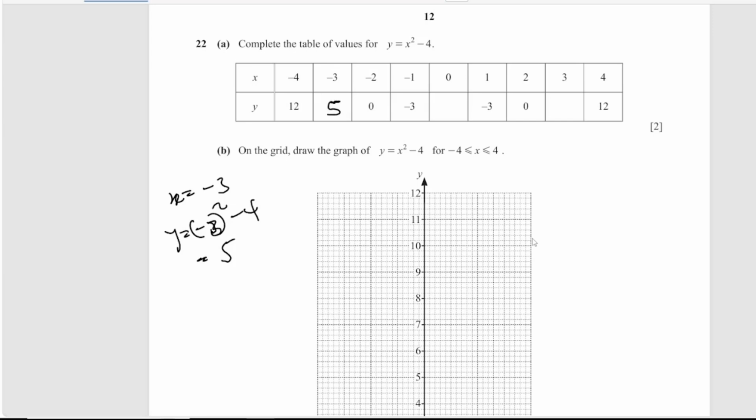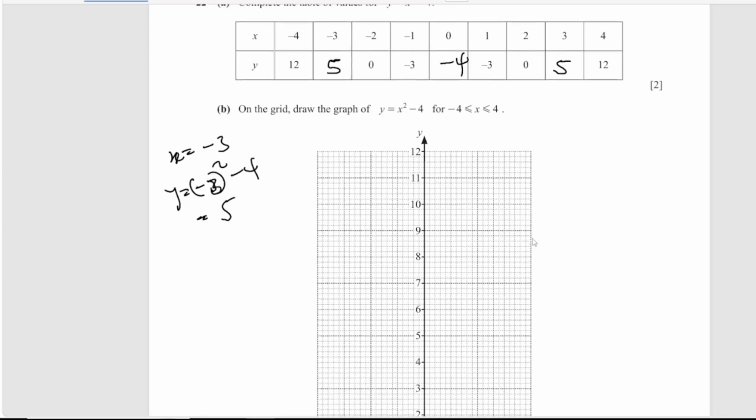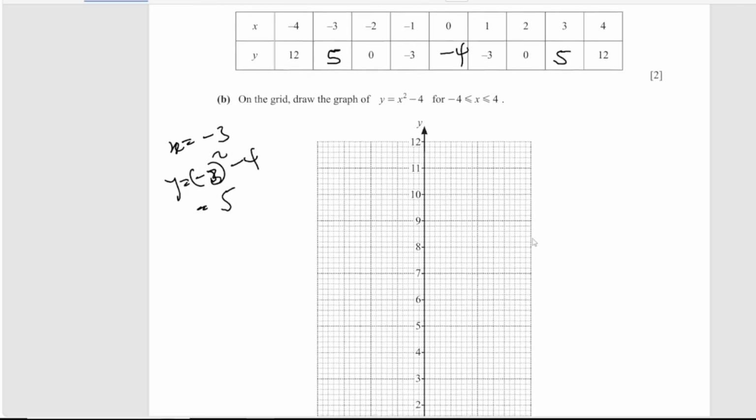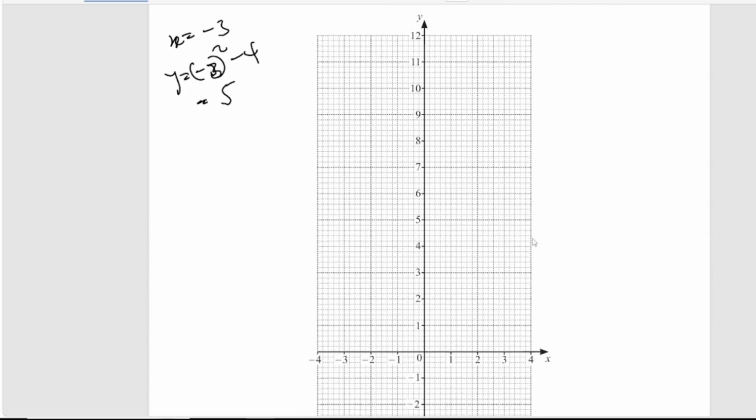Do the same thing for this. When x is 0, y is negative 4. When x is 3, y is still 5. And that is all for the missing values. Next, we plot the values. So (-4, 12), (-3, 5), (-2, 0), (-1, -3), (0, -4), and then through to the end. So let's plot that over here.